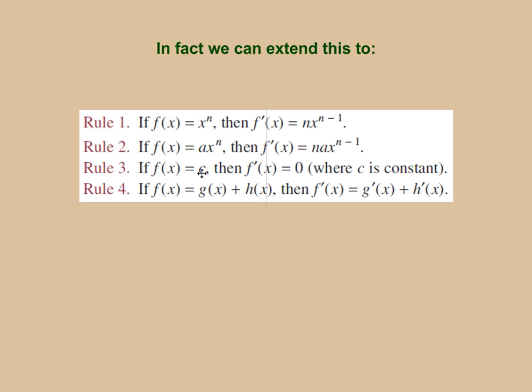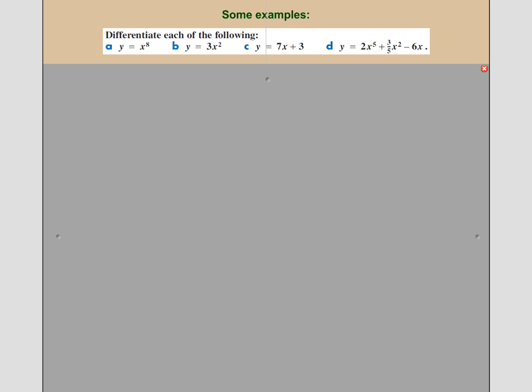Of course, if the function's equal to a constant, that would mean you've got a horizontal line. And of course, the horizontal line has 0 gradient. So therefore, the derivative of a constant is always going to be 0. And if you have a function which is made up of individual functions, then the derivative is simply obtained by finding the two individual derivatives, which we'll have a look at now with an example.